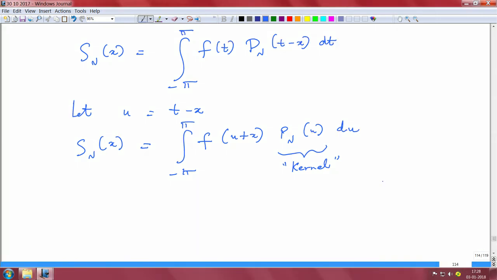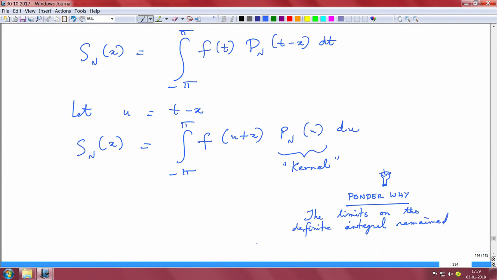Say, wonder why the limits on the definite integral remained unchanged, though it had to be pi minus x and minus pi minus x when you had to do a change of variable here.